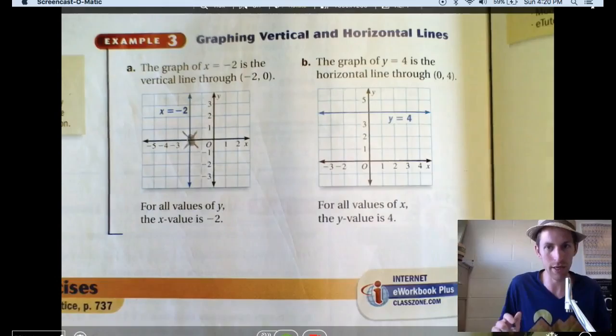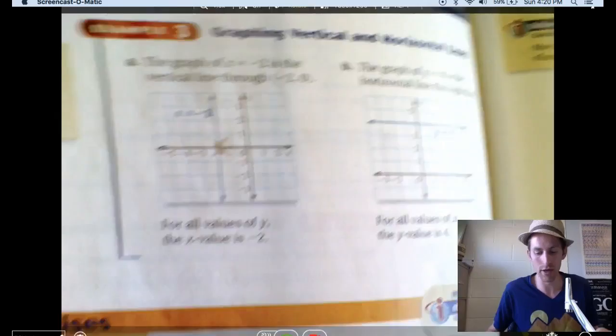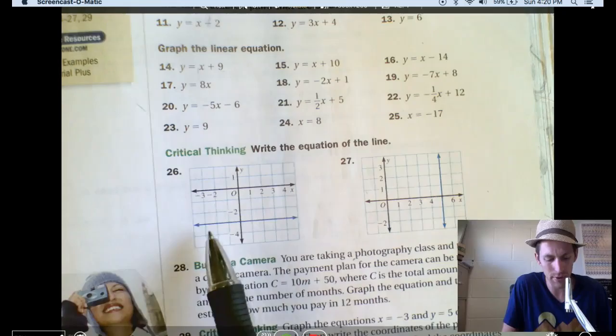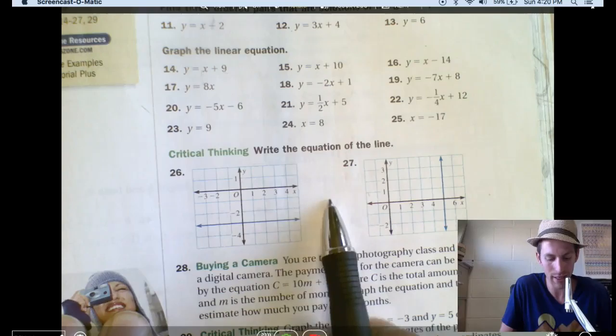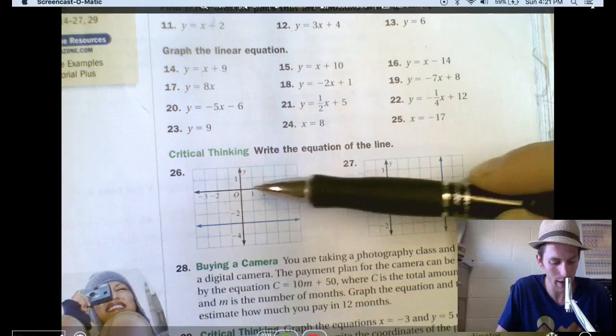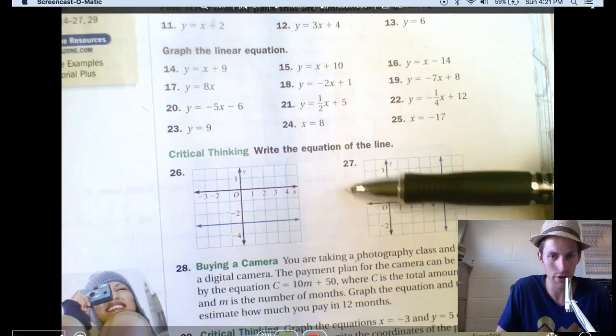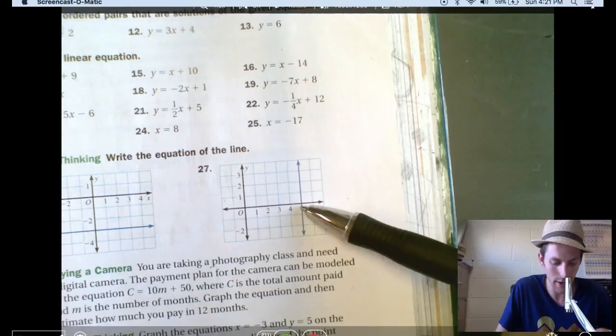This blue line is y equals 4. In fact, they're going to show you a line here. Write the equation of the line. But this line has no slope. Man, how would I do this? Well, this is a horizontal line, so I know it's going to be y equals. What is y always on this line? Y is always negative 3. So, y equals negative 3. Done. This one. X is always 5. X equals 5. Done. Right?